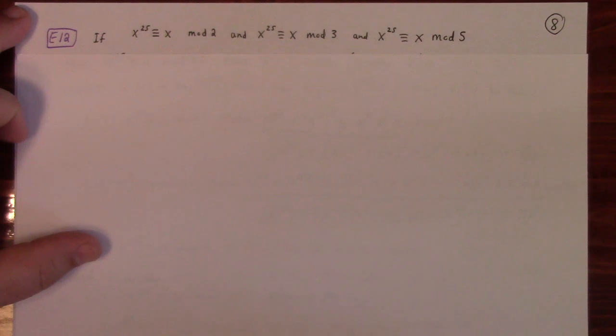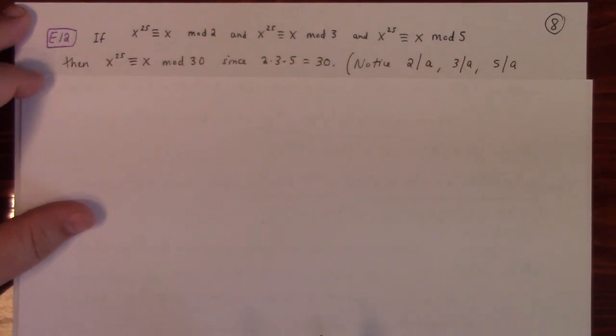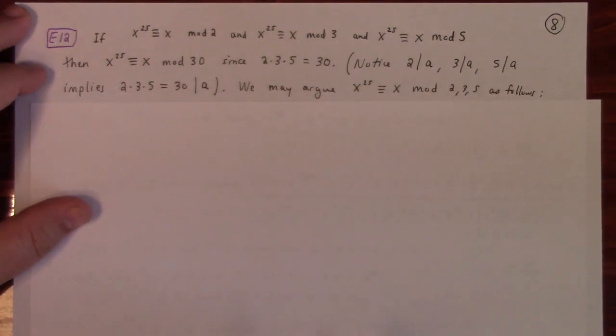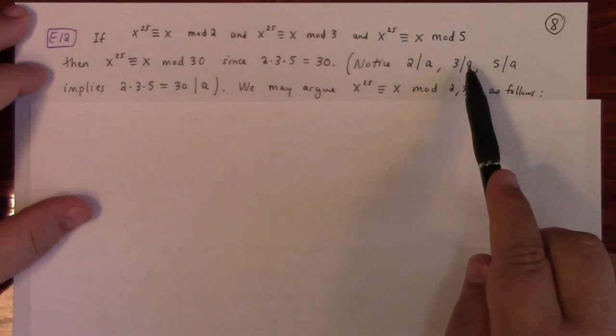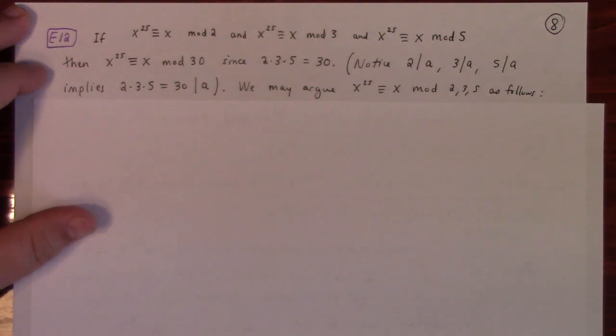So I'm going to look at it this way. If x to the 25th is congruent to x mod 2, mod 3, and mod 5, then we have the simultaneous solution of that set of congruences. Then it's also going to be true mod 2 times 3 times 5, which is 30. Then we'll have x to the 25th congruent to x mod 30, all right? Notice that if you want to look at it directly, 2 divides a, 3 divides a, 5 divides a implies 30 divides a. So, all right, anyway.